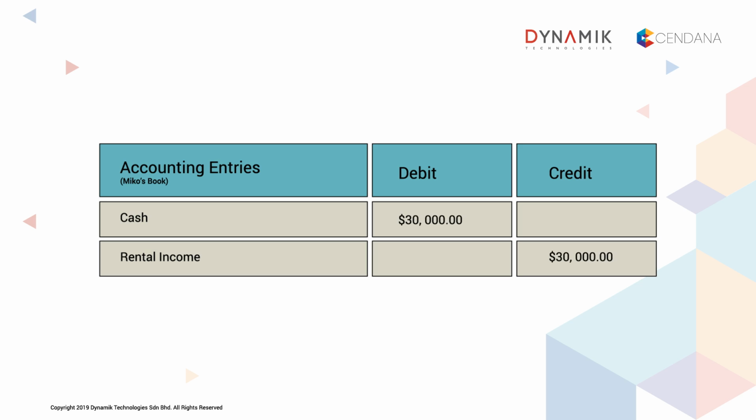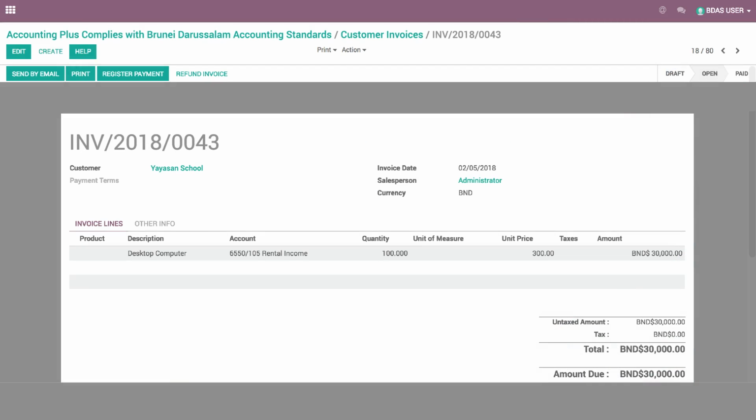This is the customer invoice transaction. Now let's try to see how the entries are being drafted out in Accounting Plus. Do note the invoice ID for future reference.